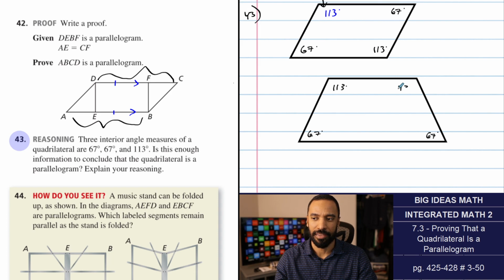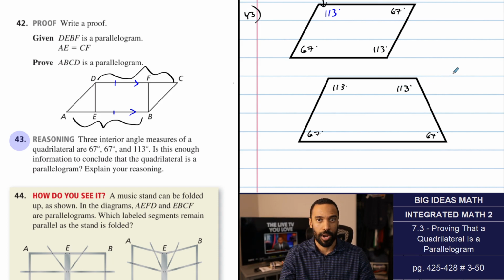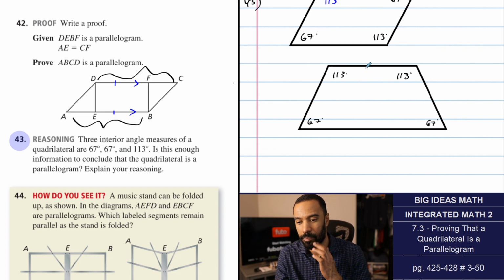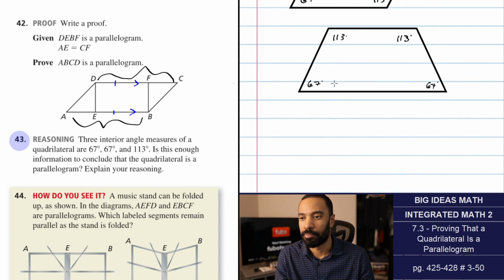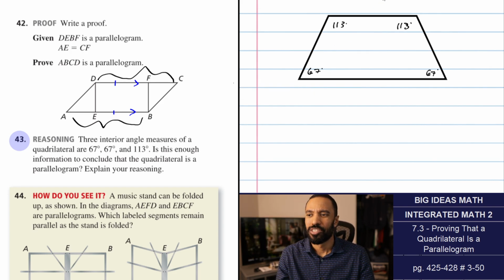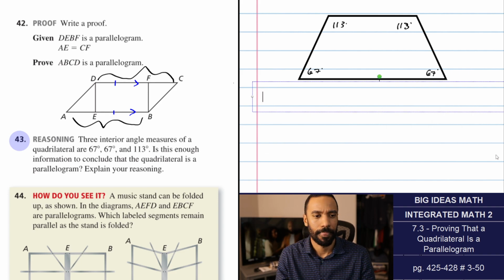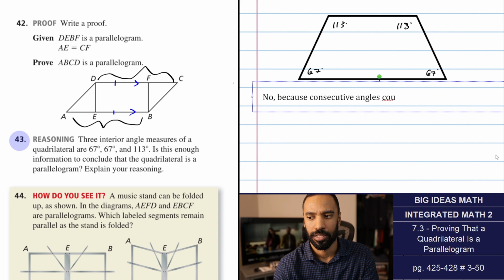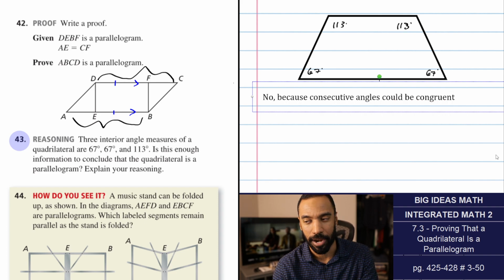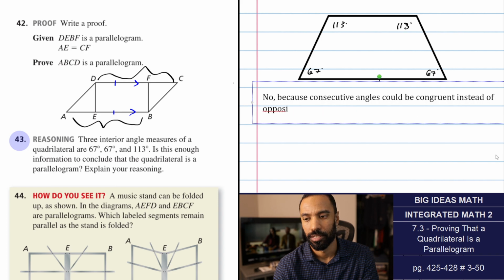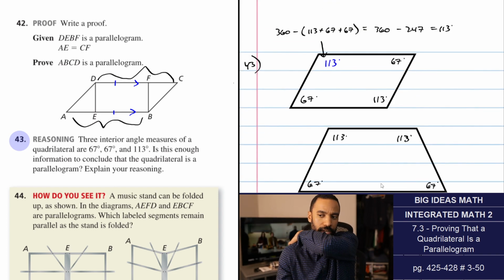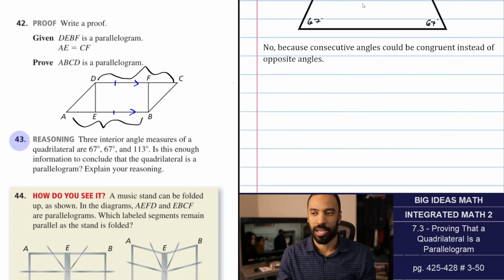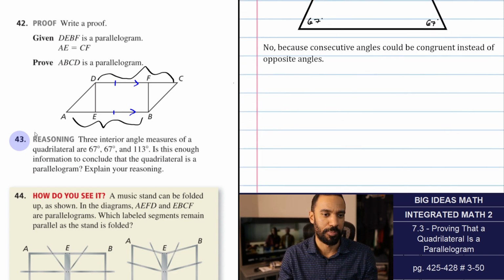Now, once again, we haven't dived into trapezoids at all yet, but this is a trapezoid. I think it's an isosceles trapezoid. So, no, not necessarily. No, because consecutive angles could be congruent. One set of pairs instead of opposite angles, basically. In a parallelogram, opposite angles are congruent, not consecutive. So there's one chance that it could be, one set that it's not. All right, number 44. Much better than proof.